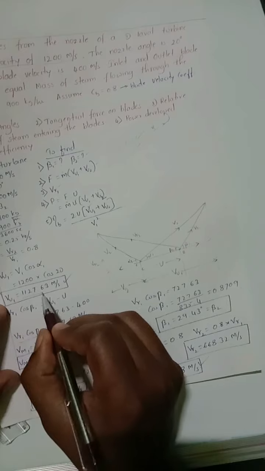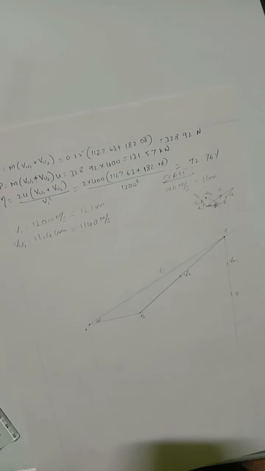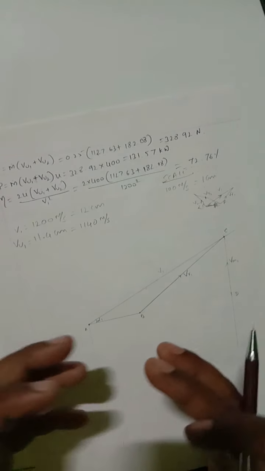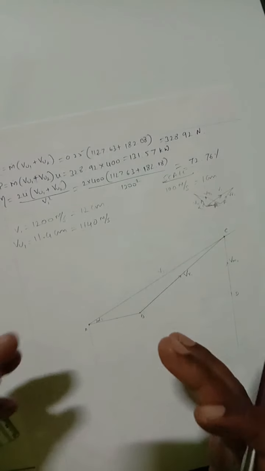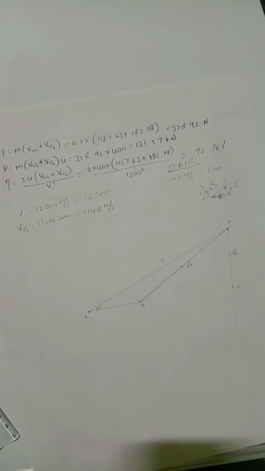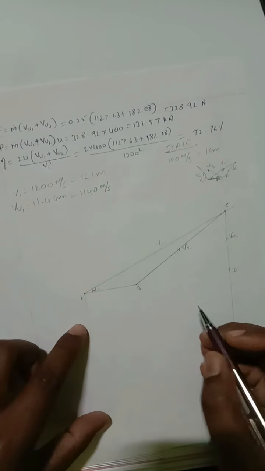So what is the VU1 that we have got here previously? 1127, and here we have got 1140. So there is slight error. Okay, so if you are drawing graphical method, it depends on how accurately you draw. So approximately I got it as 1140. There is a difference of almost 13. Okay, it's okay. You need to be careful when you are drawing. Okay, now we got VU1.